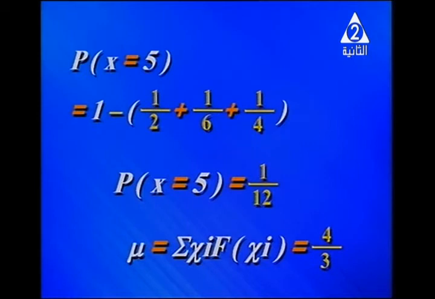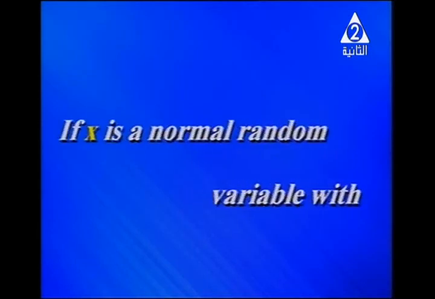Then what is the mu? Mu equals the sum of xi times f of xi, equals 4 over 3. This is the third column. This is the arithmetic mean. After that, we move to another example.